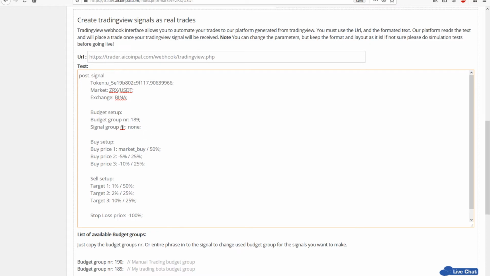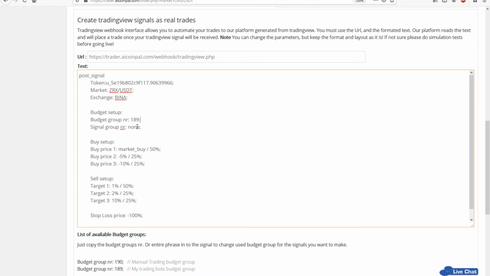Signal group means that if you make your own bot or signal group, you can share those signals to that group you manage, and everybody that is following that group will have the instant signals, instant trades also copied to their account. So these are for the account managers or finance managers that want to control several accounts or want to earn money by sharing their signals here on this trader.AiCoinPal website.